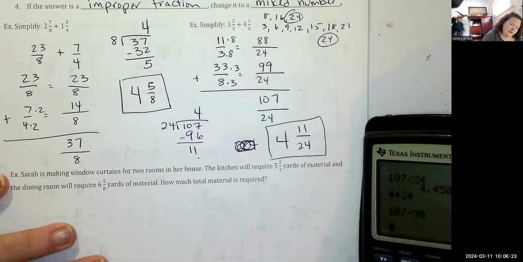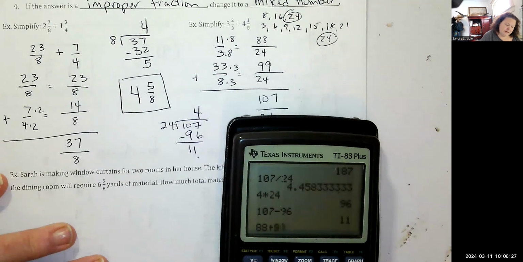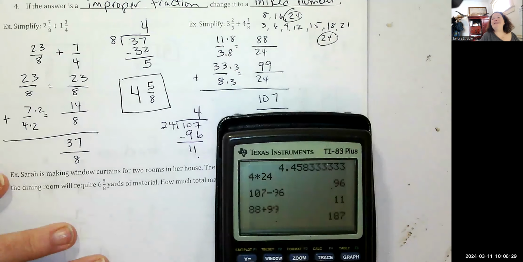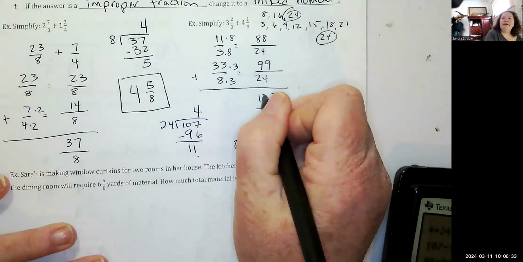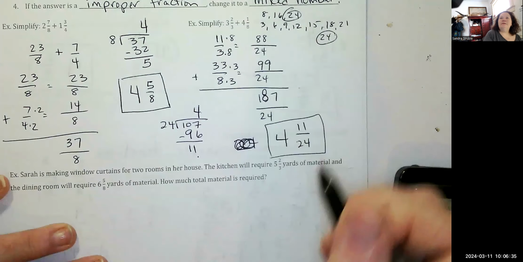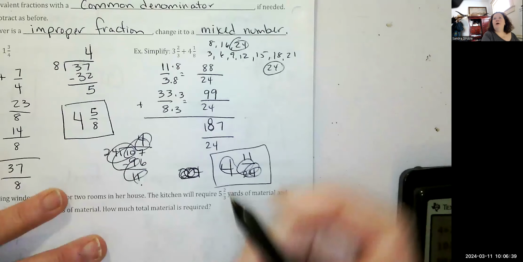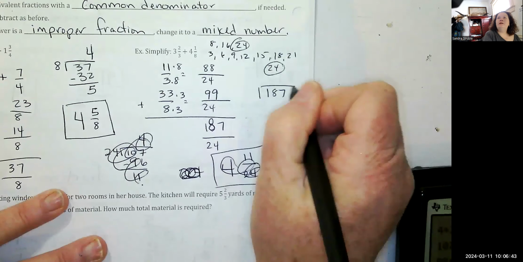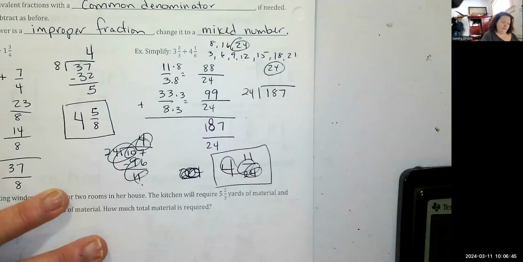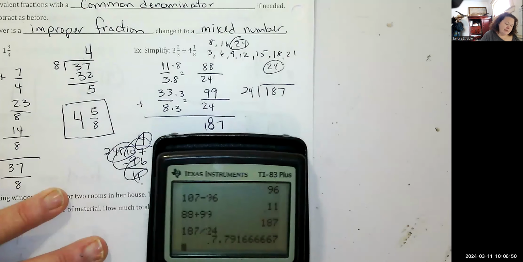Did I write the wrong number there? 88 plus 99. It's 187, not 107. This is a 187. Shoot. Well, then this is wrong, and which makes this wrong. Well, let's fix it. 187 divided by 24. I've got some pixels missing on this calculator.